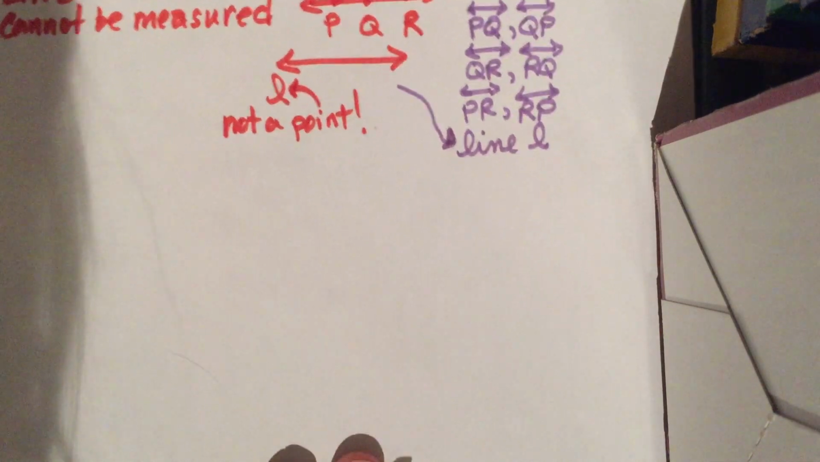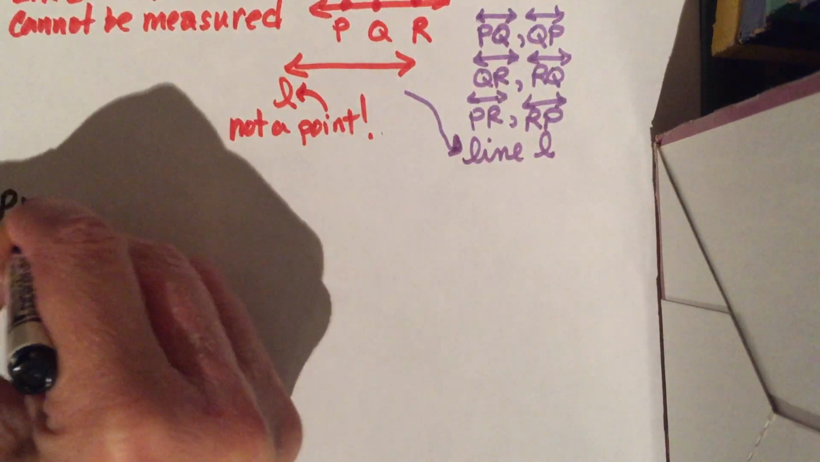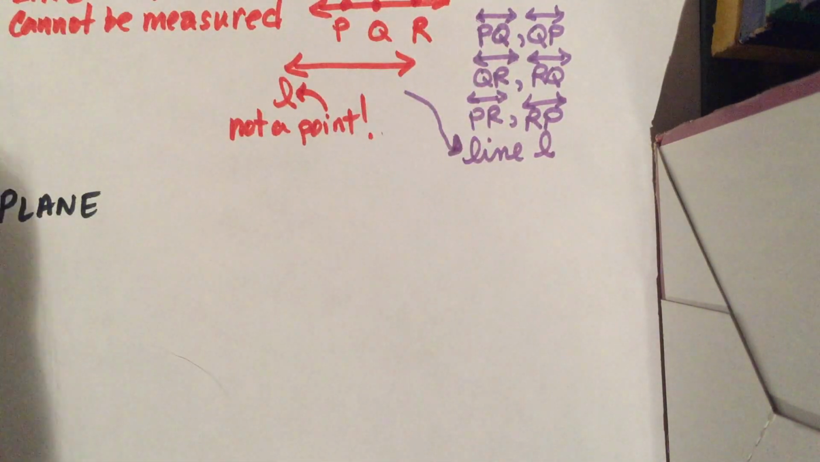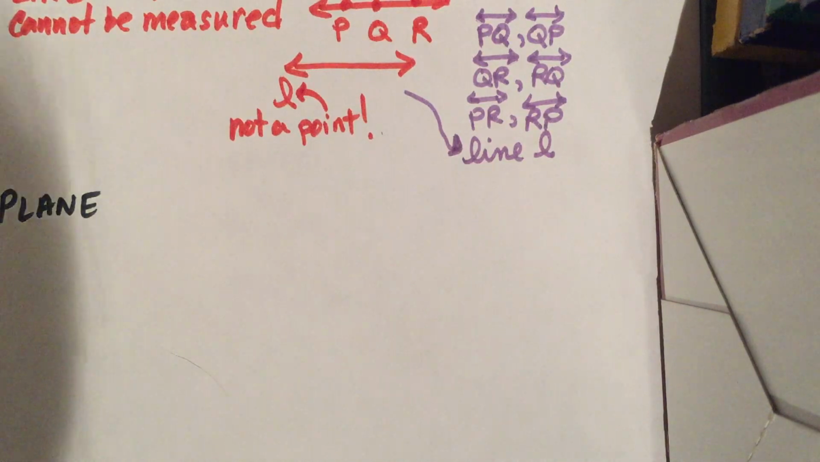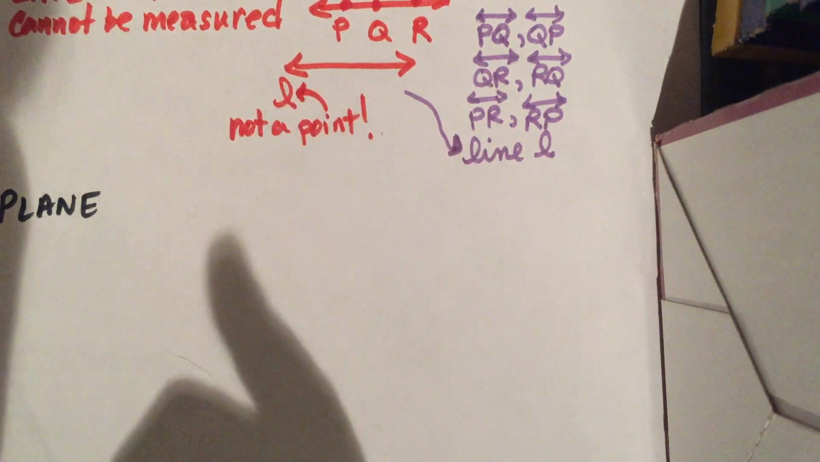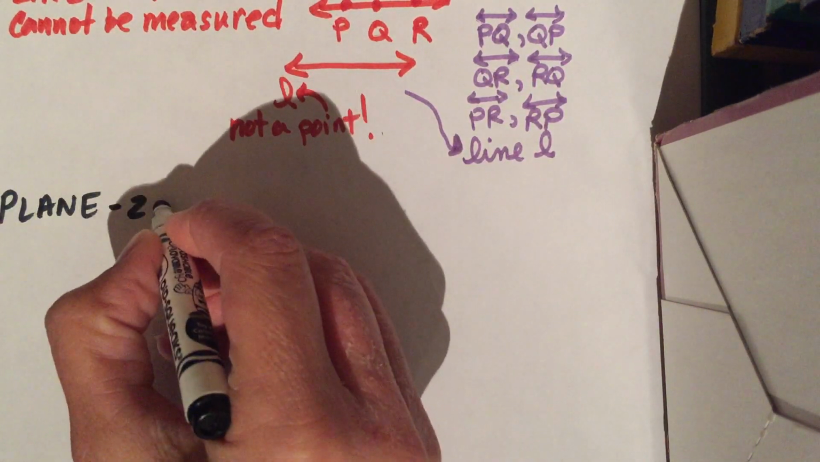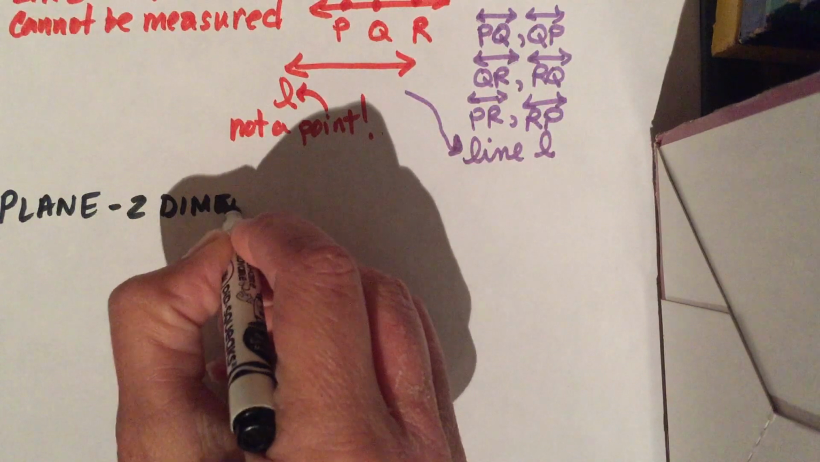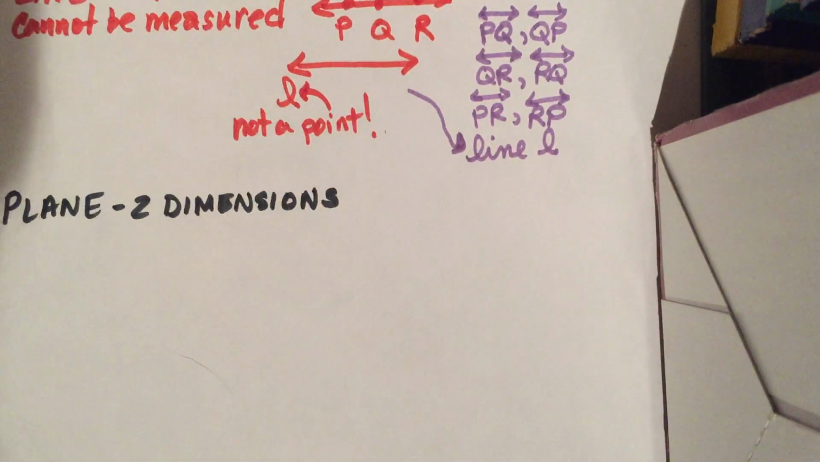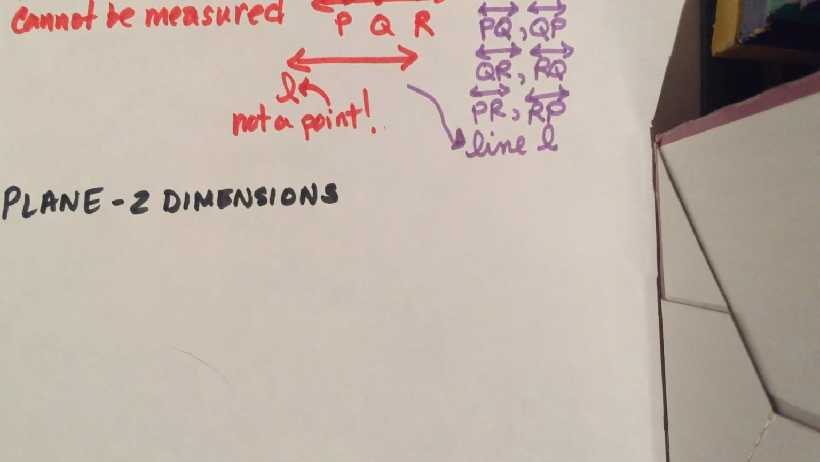All right, so let's look at the last one on here. We've done point, we've done line, and now it's time to do plane. Okay, point, line, and plane. Plane is the last one. Point has no dimension. A line has 1 dimension. A plane has 2 dimensions. It actually will go in 2 different directions.